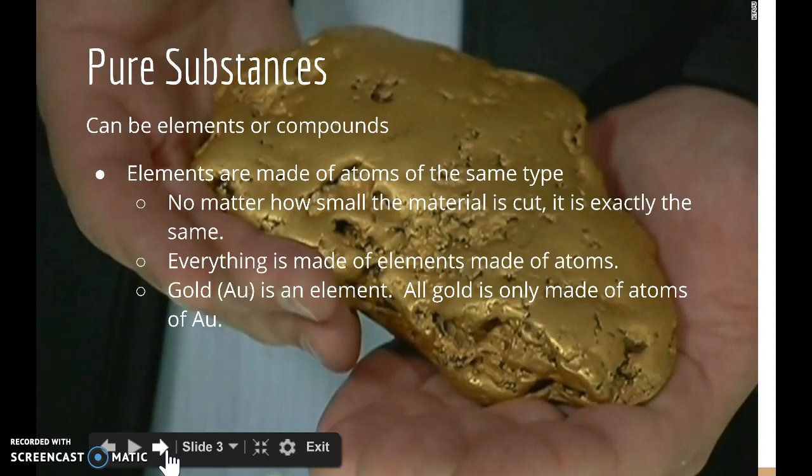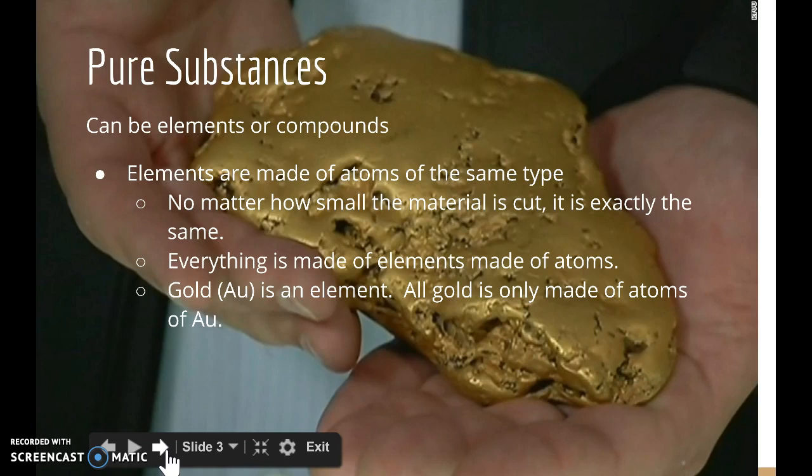When we look at pure substances, they can be an element or they can be a compound. So we need to understand which is which. Elements are made of atoms of the same type. No matter how small the material is cut, it is exactly the same. Everything in it is made of exactly the same atoms.